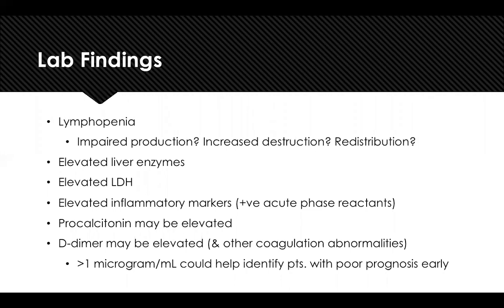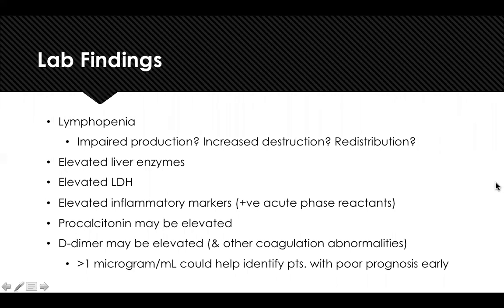There's also elevated liver enzymes, particularly the transaminases, things like ALT, AST. They're very elevated generally in things like hepatitis, but it's been found that they're elevated in COVID-19 as well. Elevated lactate dehydrogenase. Lactate dehydrogenase is associated with anaerobic metabolism. If the cells aren't getting enough oxygen, it may be elevated.